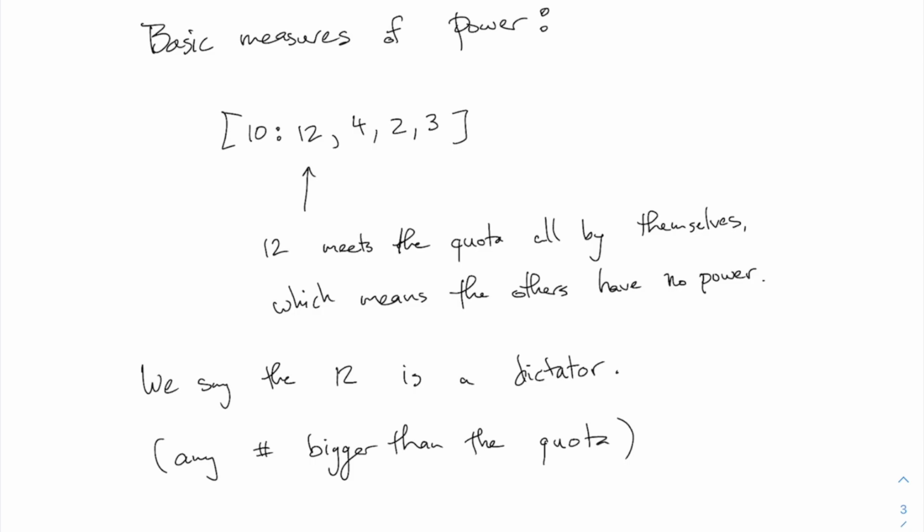All right. So this is the first simple thing to detect. If you see one of those numbers bigger than the quota, that one is a dictator. Everybody else has no power at all. Sometimes there's also a word for somebody with no power at all.